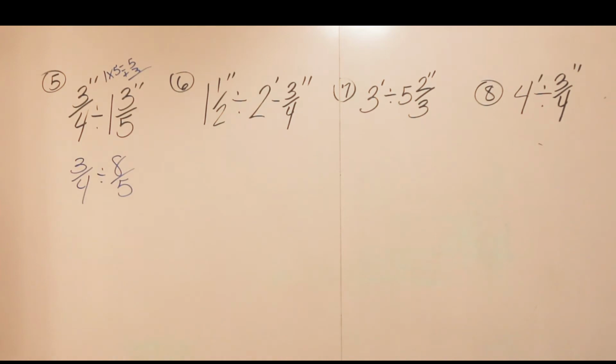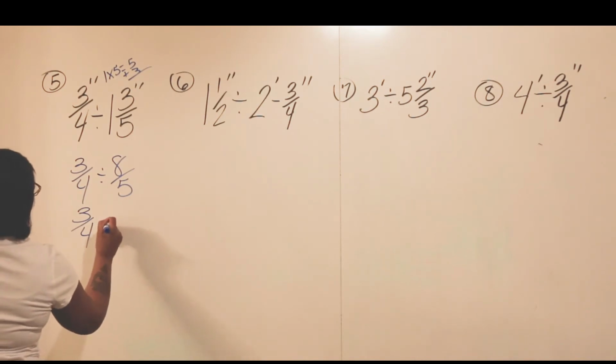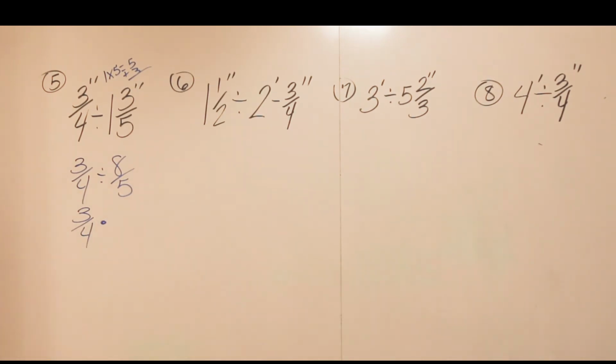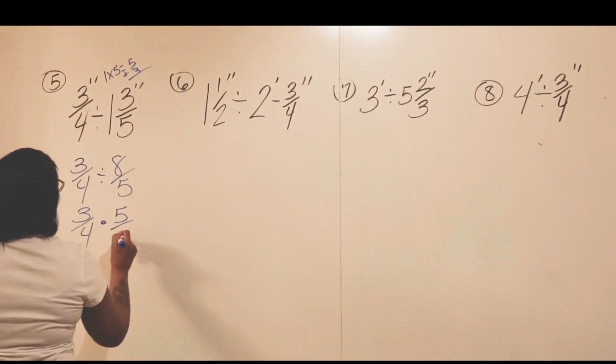Yeah. So now the next step, we rewrite that first numeric expression, 3/4, turn it into a multiplication problem, and then we reciprocate, flip that second numeric expression. So now we have 5 over 8.